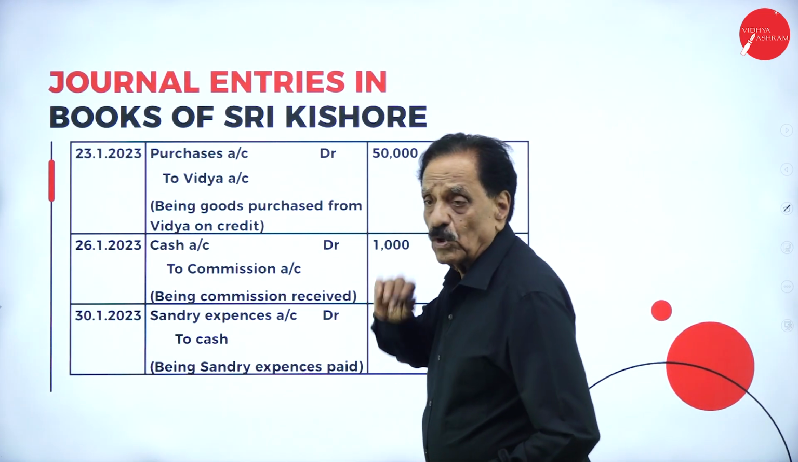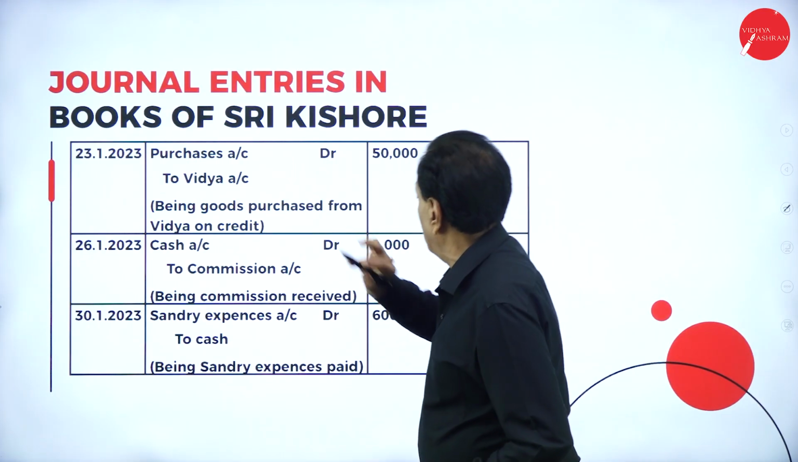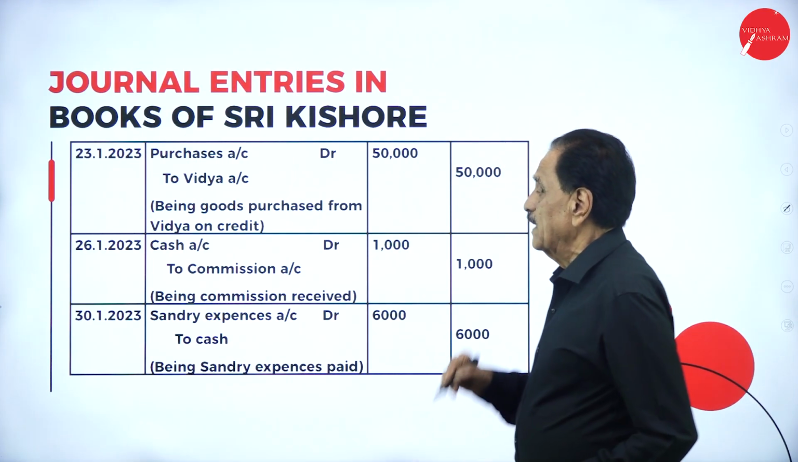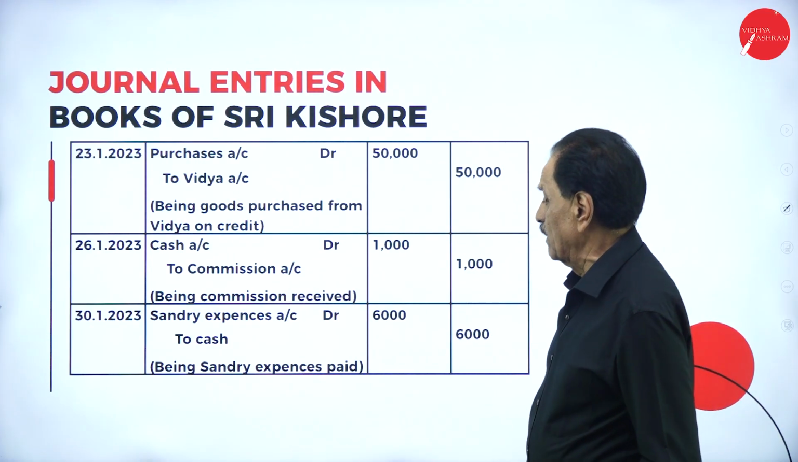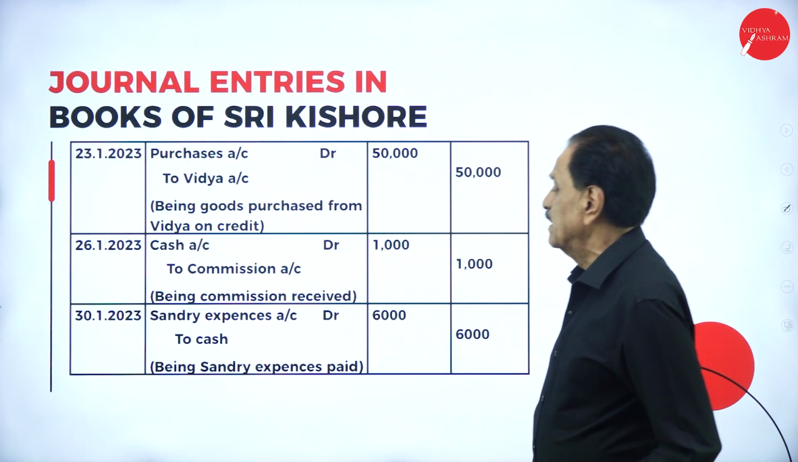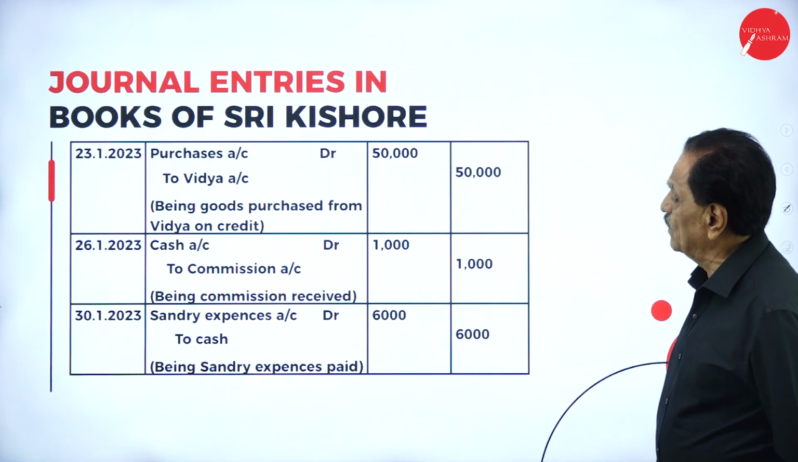Then purchase goods from Vidya, purchase account debit to Vidya's account. Then commission received, cash account debit to commission account. Sundry expenses paid, sundry expenses account debit to cash account.